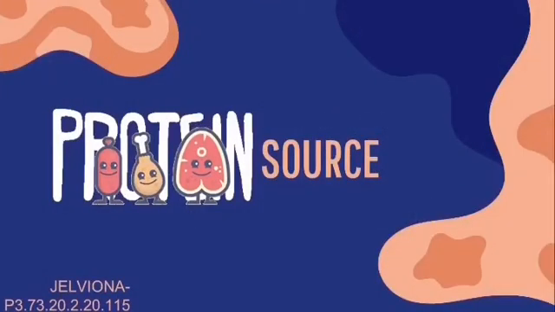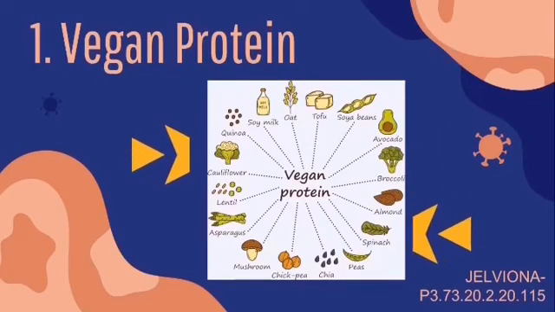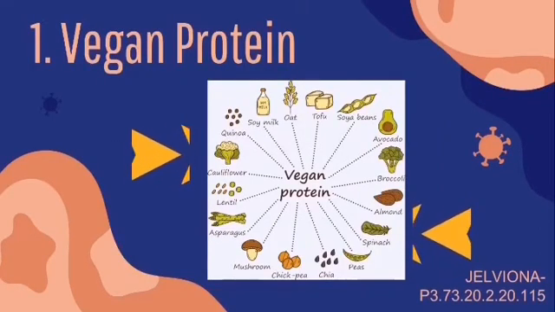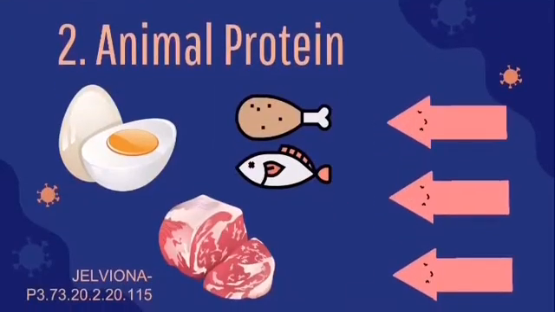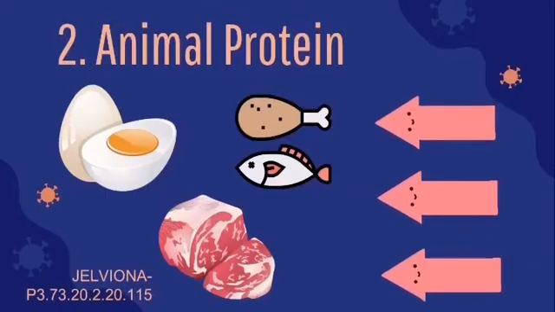Protein source. First, vegan protein. Protein that comes from plant. We can get it from soy milk, tofu, mushroom, fish, etc. Second, animal protein. Protein that comes from animal. We can get it from meat, fish, chicken, egg, etc.